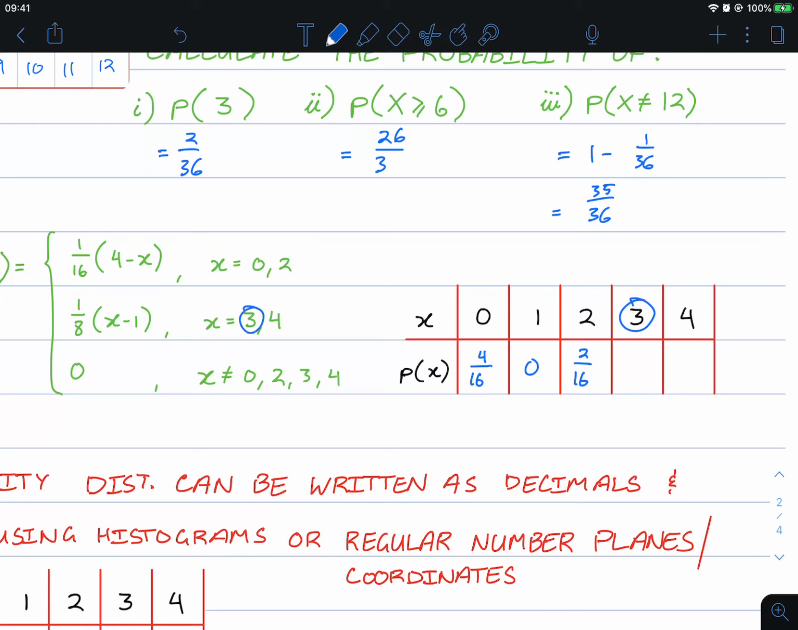3, substituting 3 into our function there. 3 take away 1 is 2. 2 times 1/8 is 2 in 8. And lastly, for 4, substituting to the function, that's 4 take away 1 is 3. 3 times 1/8 is 3 over 8.